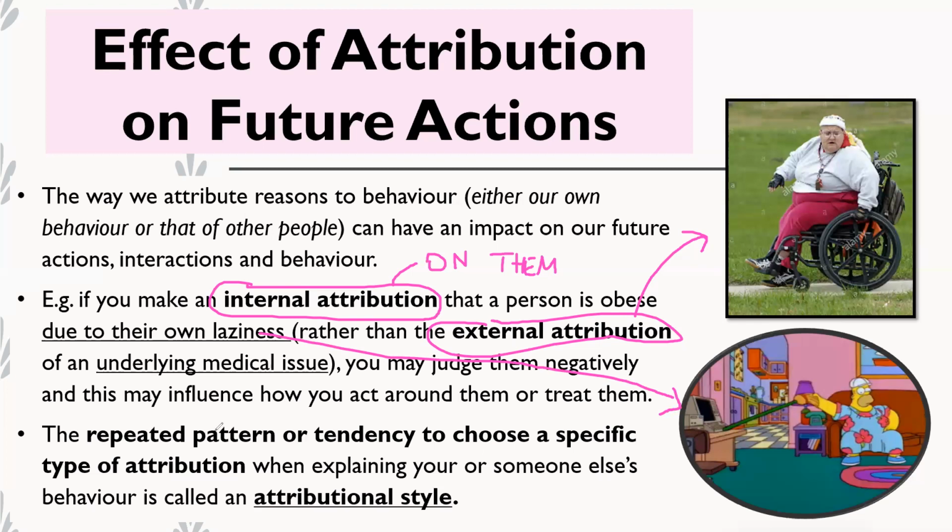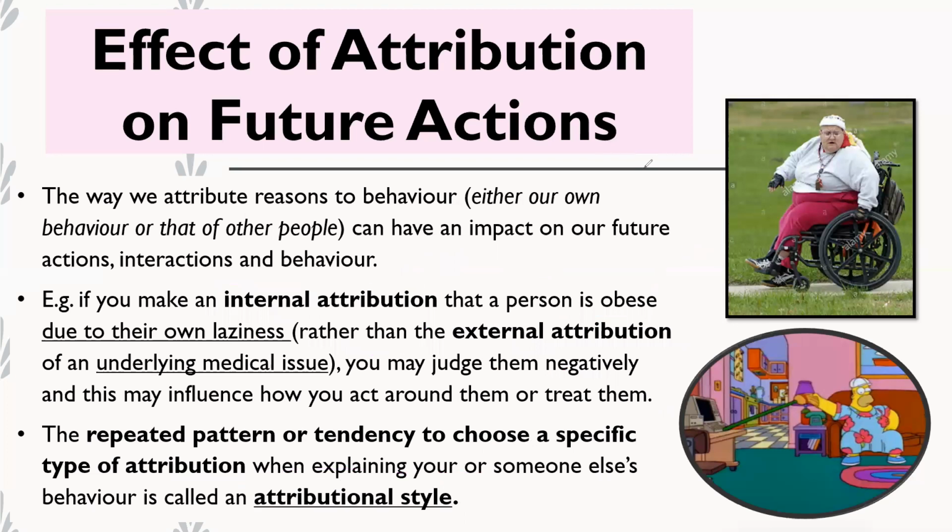Okay, now the repeated pattern or the tendency to choose a specific type of attribution is called an attributional style. You might not consciously realize this, but all of us tend to use some attributions more than others. And we're going to learn about some of the more common ones we use in the next few slides. But some people use internal attributions more. So whatever behavior they see, they're like, it's on that person. It's up to them. They could have changed it. They could have done something.